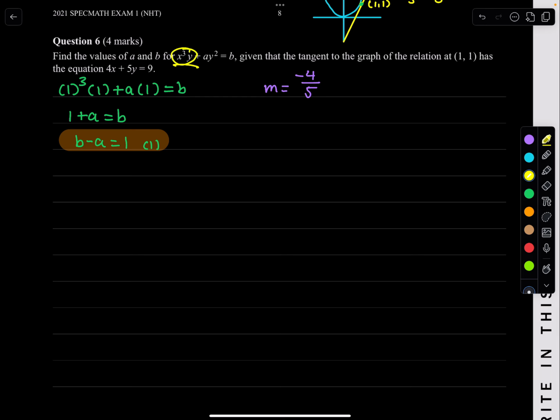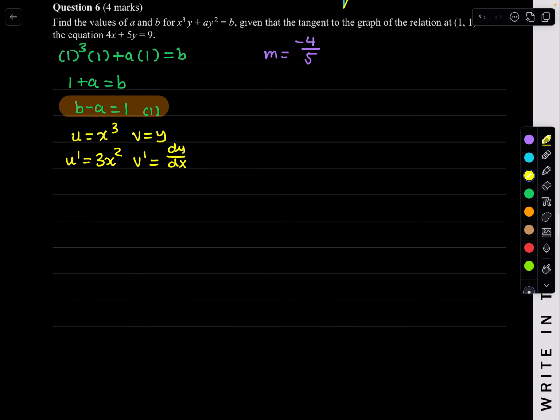Of course, for the first part you have to use the product rule. So u is equal to x to the power 3, v is equal to y, and u dash is, of course, 3x squared. v dash is dy/dx, because when you derive y it's 1, but you derived it in terms of y, so you have to write dy/dx. Using the product rule, multiply that by that. So it's going to be x to the power 3 dy/dx plus 3x squared y.